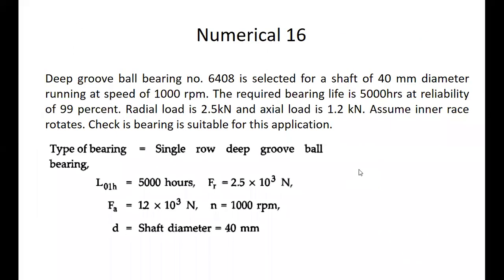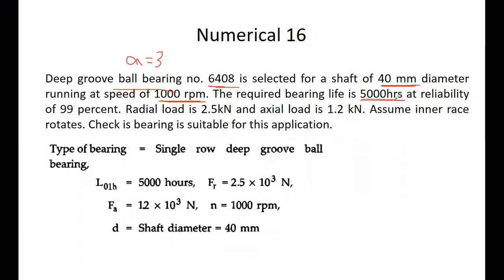Let's very quickly go to numerical 16. Right? We have done numerical 14. We have done numerical 15. Let us go to numerical 16. Deep groove ball bearing. Again, ball bearing, so the exponent is equal to 3. The number is already given, 6408. Selected for a shaft of 40 mm diameter. Shaft diameter this time they have given. Running at 1000 RPM.